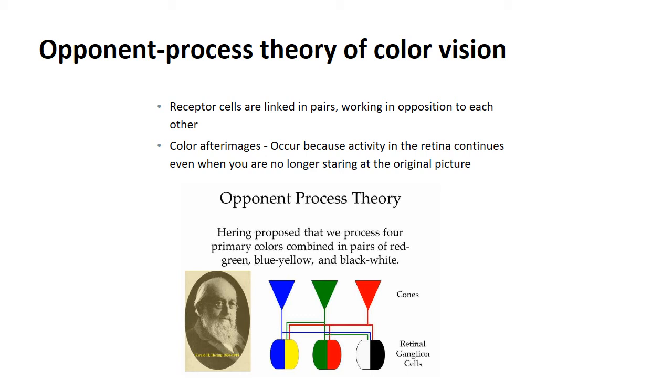After images occur because activity in the retina continues even when you are no longer staring at the original picture. So the idea behind it is that, say you're staring at something with a lot of blue and you close your eyes, the color that it's linked with is yellow. When you close your eye, you will see the yellow because the blue receptors are fatigued. Same thing if you were staring at green and you shut your eyes, those green receptors are fatigued and you would see red. So that is kind of the basis of this, and our next slide is going to give you the opportunity to view an after image.